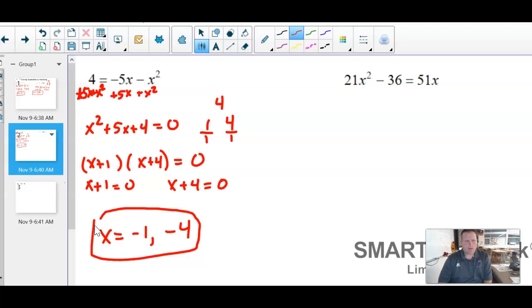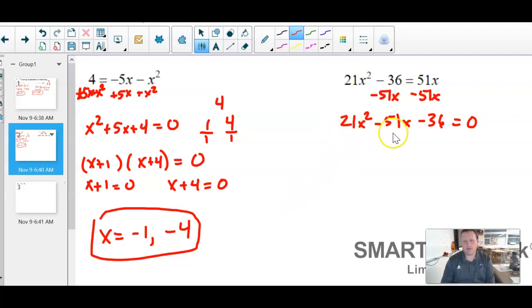Okay, two more here. Again, I've got to make sure this is set equal to 0. That's the one big thing about these two: you have to set them equal to 0. So I'm going to minus the 51x over here so that I have 21x squared minus 51x minus 36. Whenever I have this big of numbers, I always look to see if there's a greatest common factor. Like we did before, we want to take out a greatest common factor.